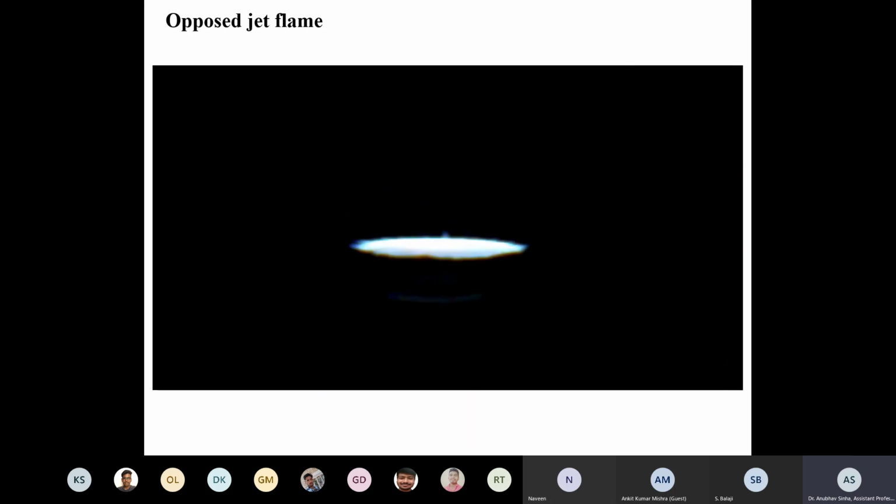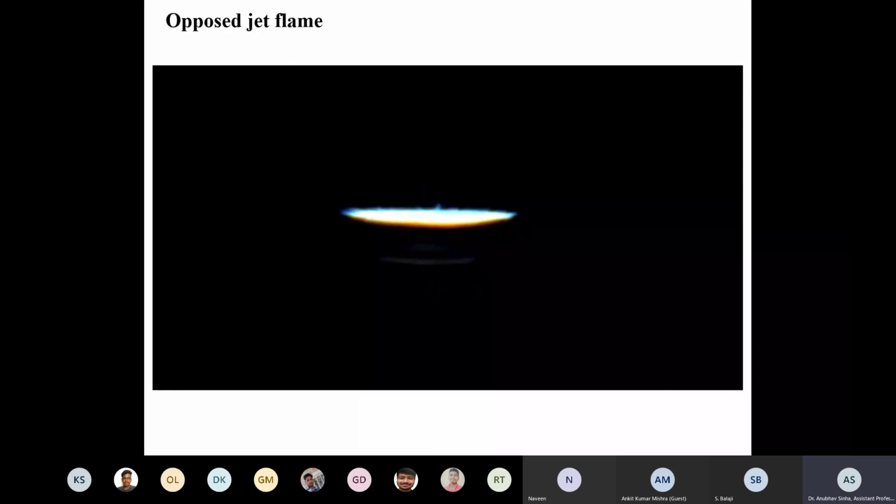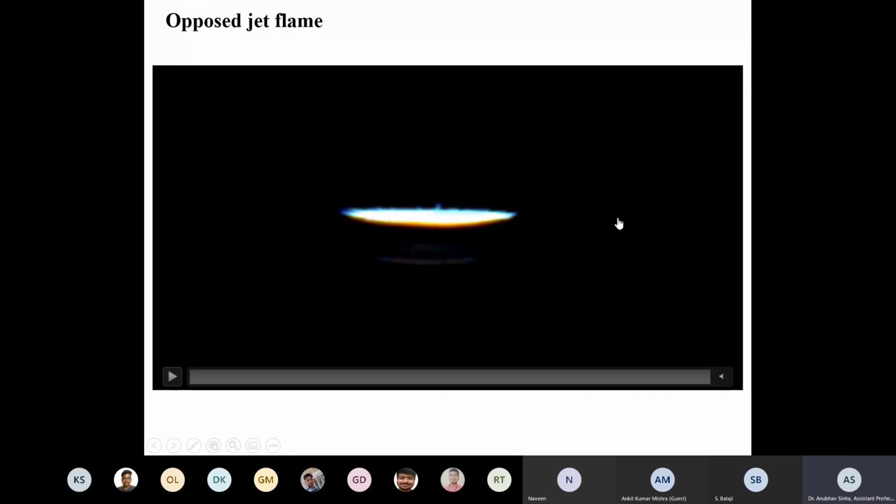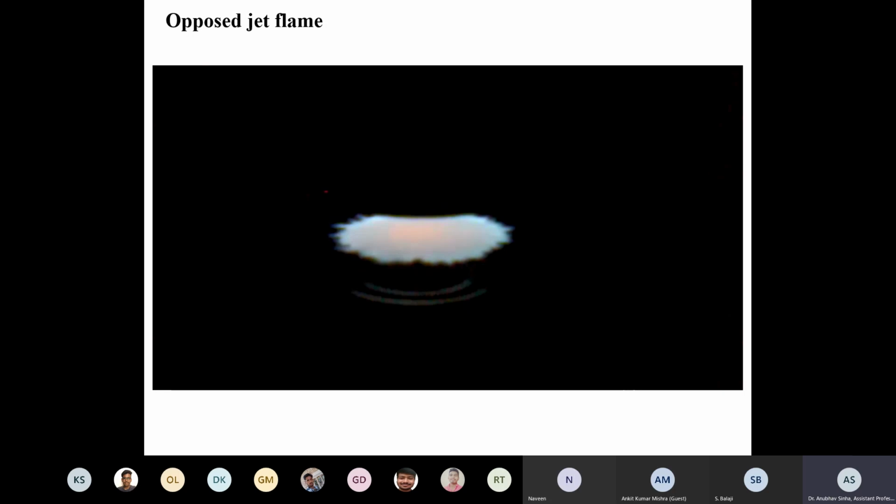So understand what is happening. On one side air is coming, on one side fuel is coming. They are hitting and forming a flat flame. So this is a very stable structure. Let us look at one flame where you are trying to get it stabilized.